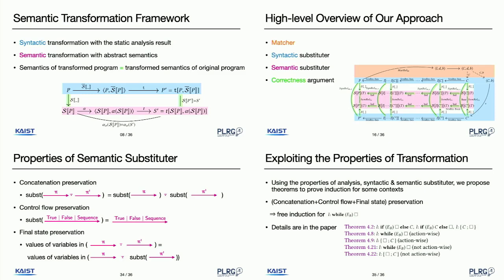The action-wise semantic substitutor can prove theorems with only properties of the semantic substitutor, but for the other theorems, it requires a property of the syntactic substitutor and matcher analysis. So I think it's different.